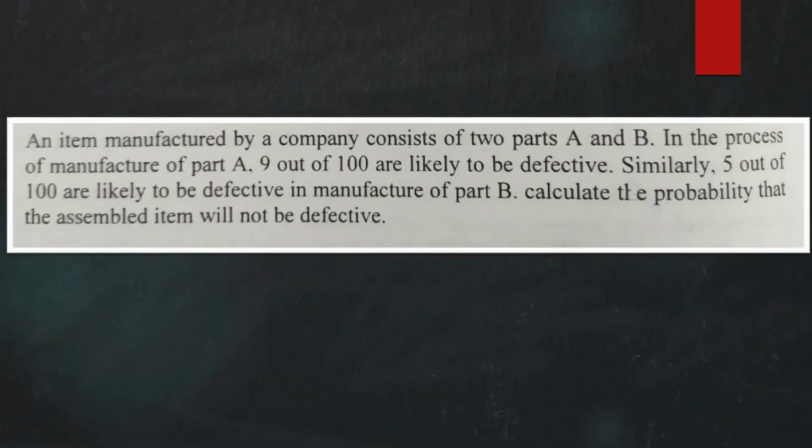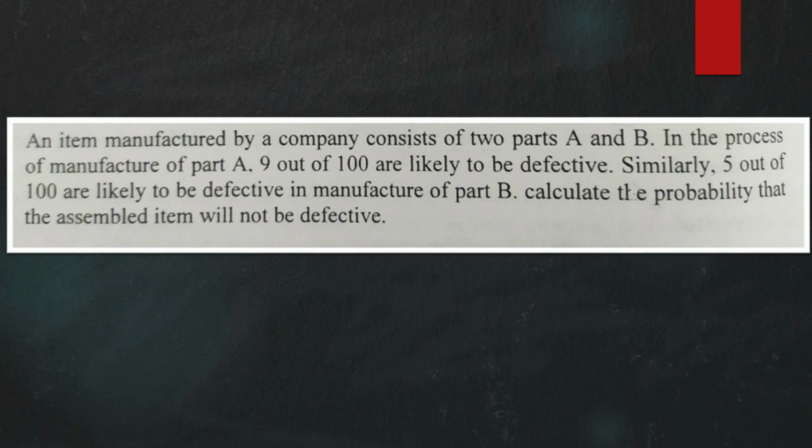An item manufactured by a company consists of two parts, A and B. In the process of manufacturing part A, 9 out of 100 are likely to be defective. Similarly, 5 out of 100 are likely to be defective in manufacturing part B. Calculate the probability that the assembled item will not be defective. So we can assume part A and part B are independent, right? Being defective for each part is independent of the other.